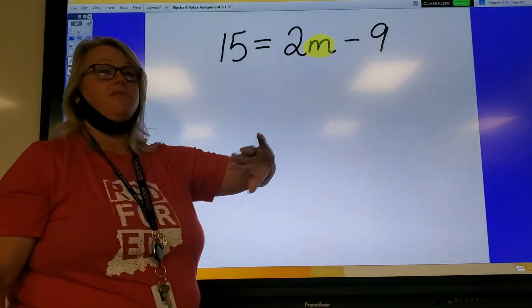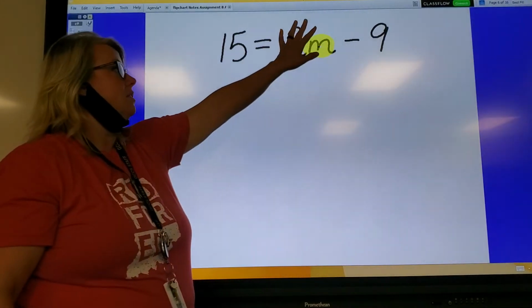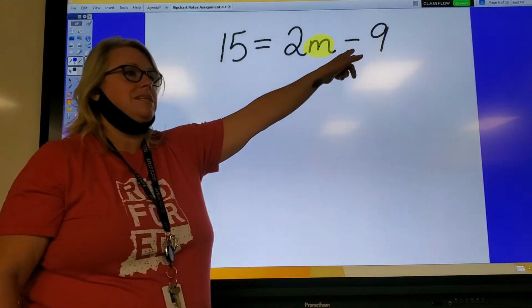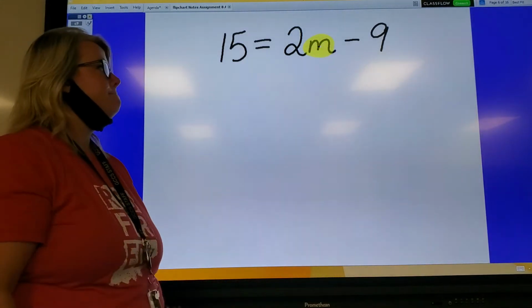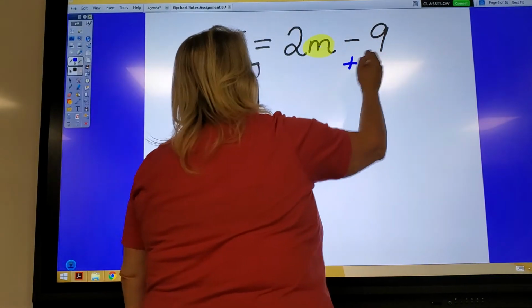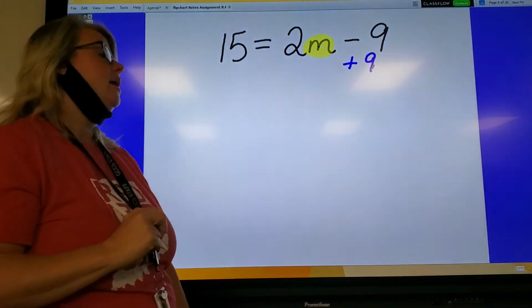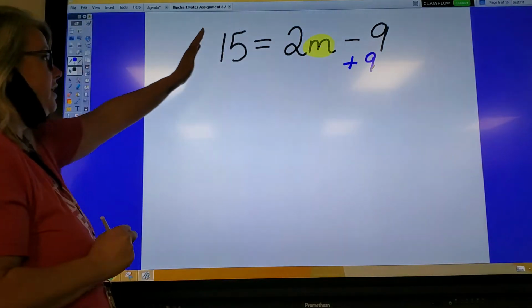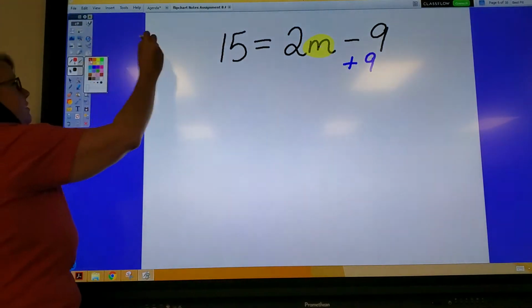Right, so remember our coefficient's our last step. So the 2 is going to be our last step. We want to get rid of this -9. So how am I going to do that? Add 9. So adding 9 goes underneath the -9. And then be careful, I'm going over here on the other side of the equal sign.